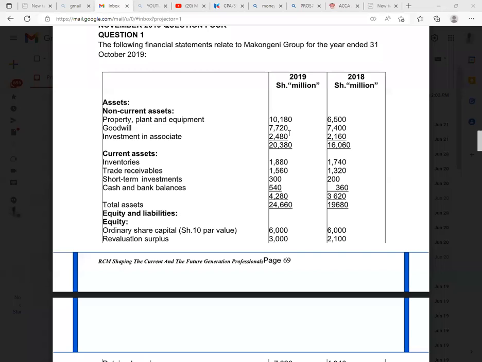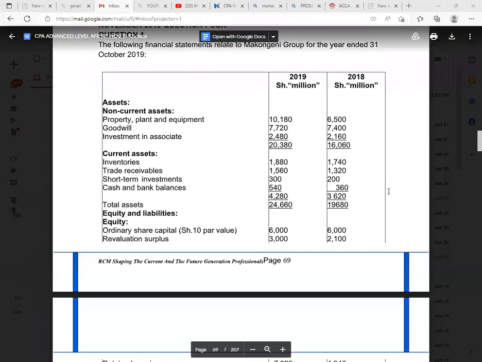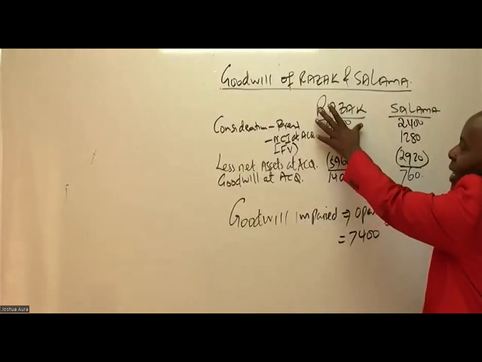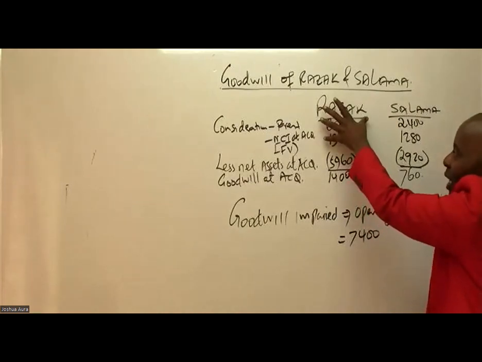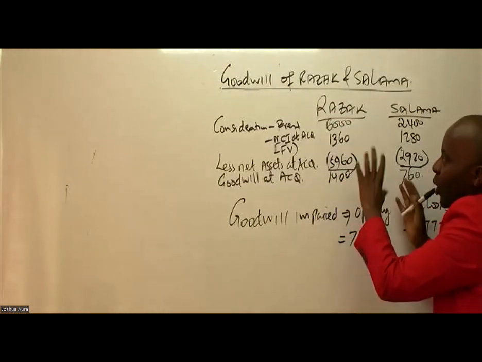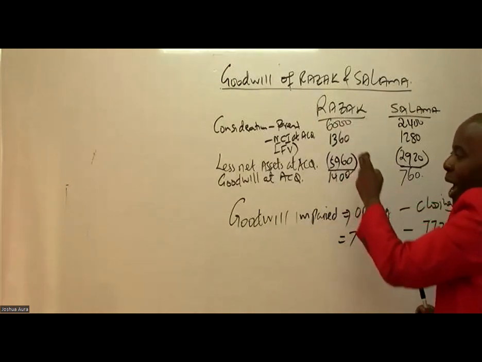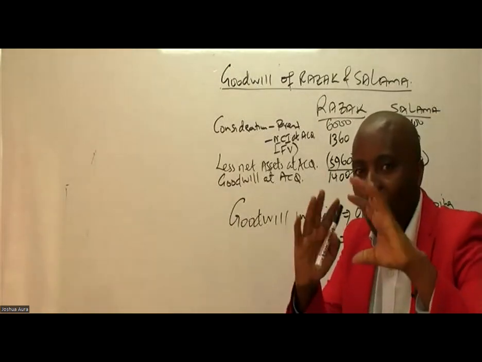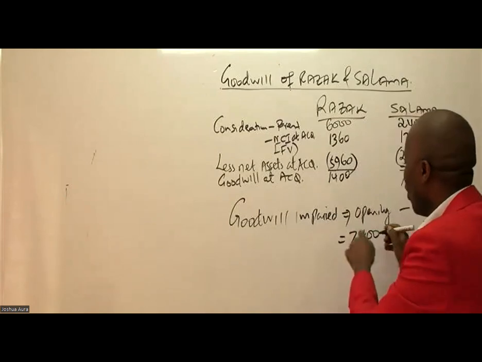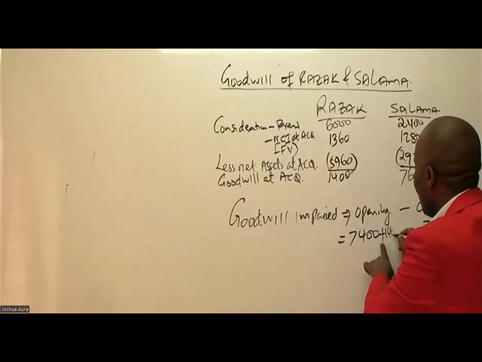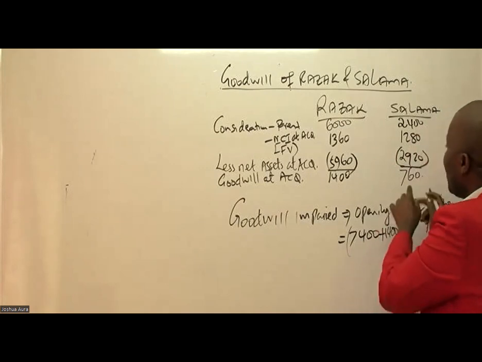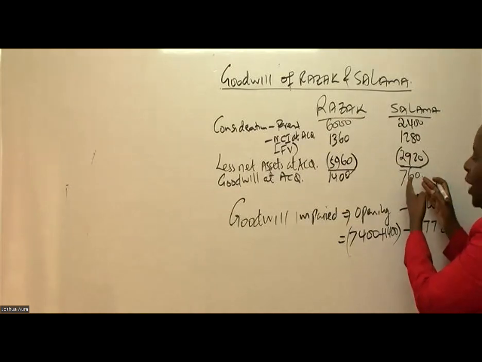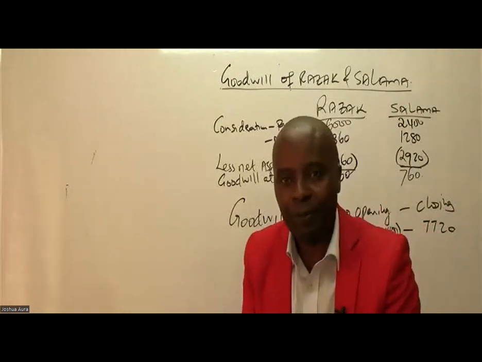Ladies and gentlemen, I would want you to listen to me very carefully. There is goodwill in the year which came to the group because of Razaki that was acquired. Whenever you have goodwill acquired during the year, you always add it to the opening balance. So in this case, plus 1,400. And then, of course, this is goodwill that left us. This 760 is goodwill over a disposed subsidiary.